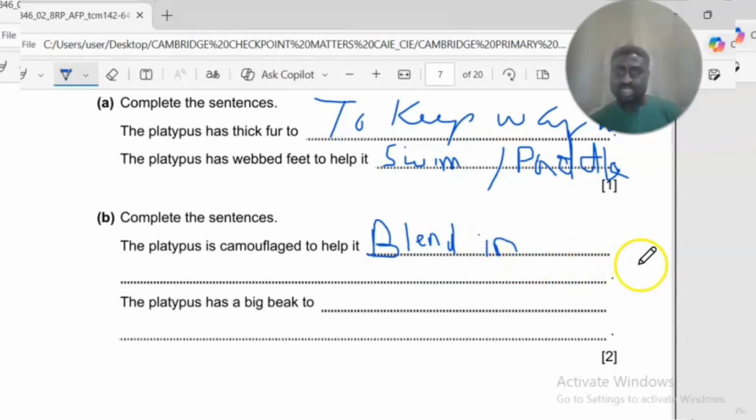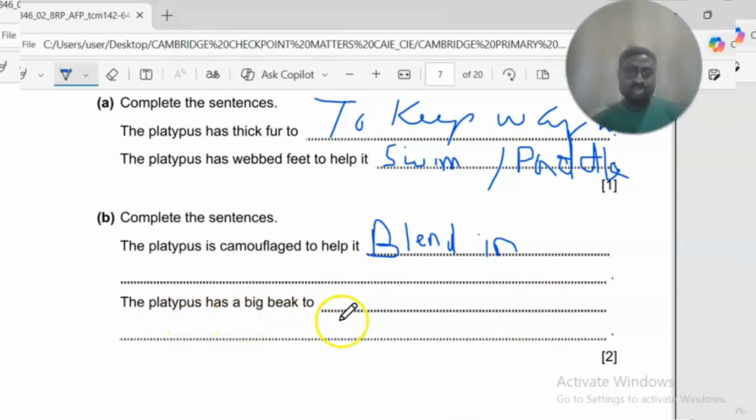So apart from blending in, you can also say it helps it to stay hidden in its environment from its predators. It helps it to also stay hidden from its prey because they also use that to lay attack or ambush for their prey in order to feed in their environment or habitat and so on. So any of those can go for this.